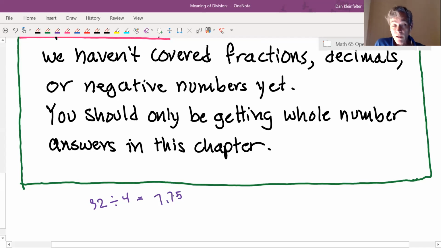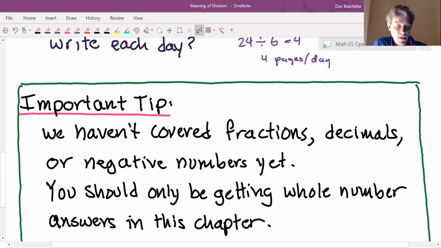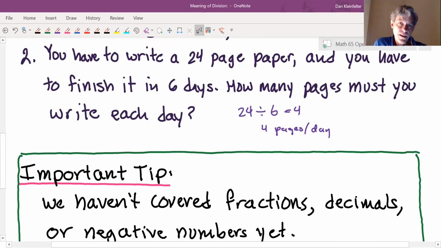Okay, well, it's wrong, right? We don't have to do any work to know it's wrong, just based on the fact that, well, if we haven't covered decimals yet, there's no way I should be getting a decimal as an answer. Okay, so take advantage of the fact that early on, you're not expected to be doing work with decimals, negative numbers, fractions, anything like that. So for the purposes of a first test, you should just get whole number answers.